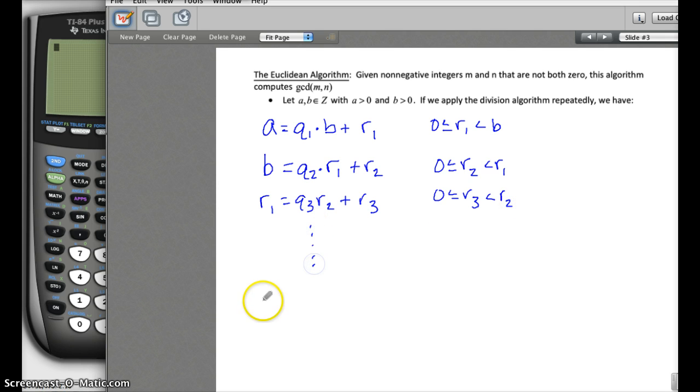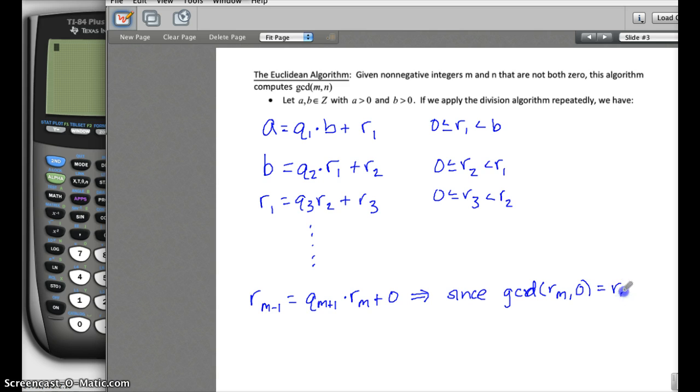We could keep going with this process until we get some r sub m minus 1 that will be some quotient, q sub m plus 1, times r sub m plus 0. Eventually, our remainder will turn out to be 0. So since the GCD of r sub m and 0 is just r sub m, because anything divides 0, the greatest common divisor of a number and 0 is always just going to be the number. Then by our theorem on the page before, the GCD of A and B is also going to be this r sub m.